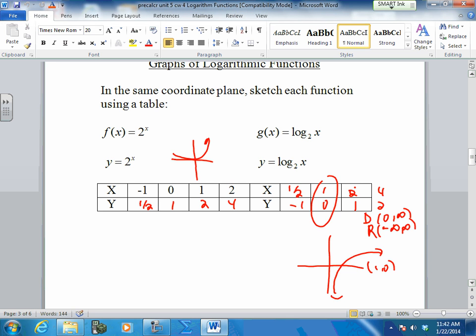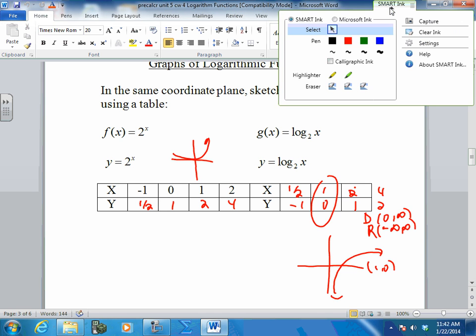Science uses logs a lot. I think chemistry? No? Physics? Am I taking physics? No? Yeah, I think physics. One of them uses logs a lot.